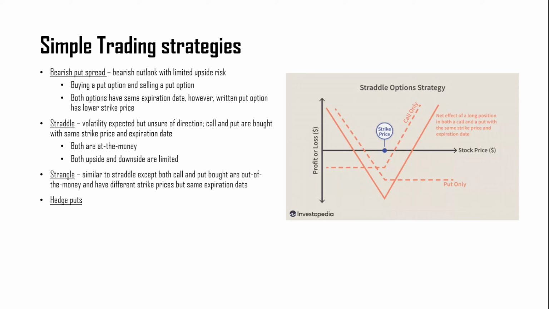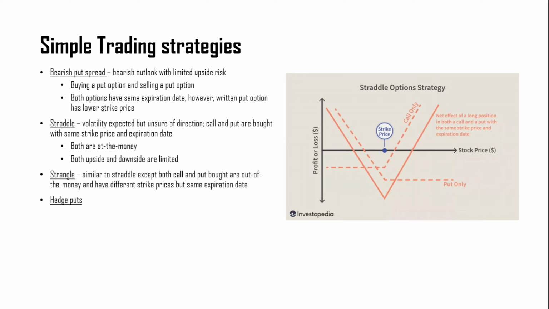Then you have a straddle. A straddle is where people are unsure of the direction. You'll see them buy both calls and puts, with the same strike price and expiration date. Both are at the money, and the upside or downside risk is limited. It's pretty much that they don't expect the price to go anywhere.